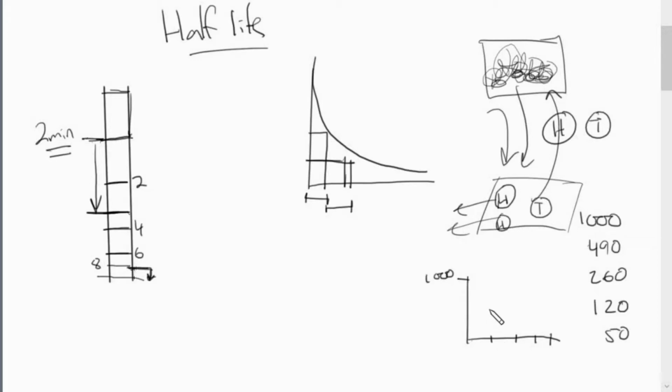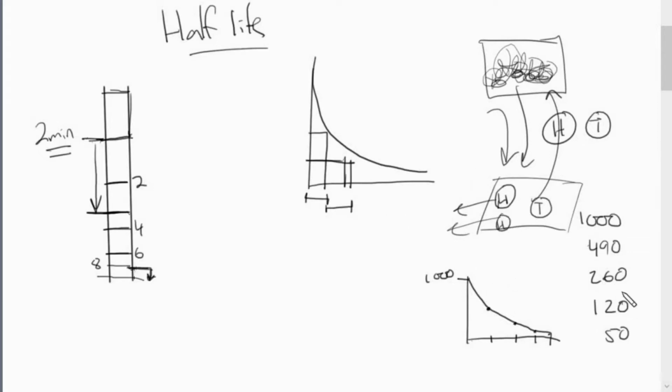So 490, after one shake roughly half, after 2 shakes roughly half of that, 3 shakes roughly half of that, and then half of that. So you get a curve which is like this. It would be a smooth curve passing through all the points. Is this making sense? That's what happens with radioactive decay also.